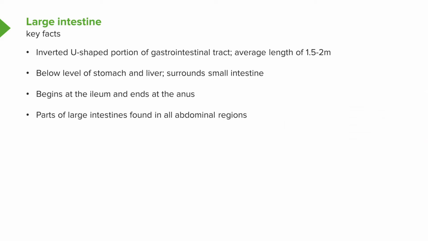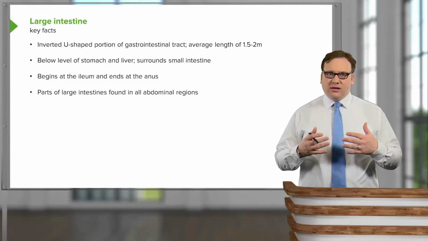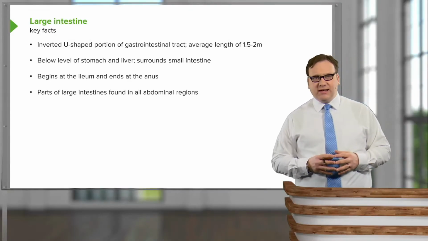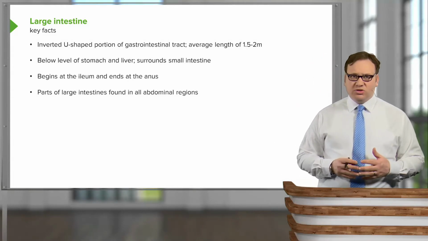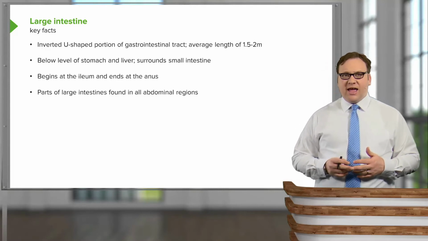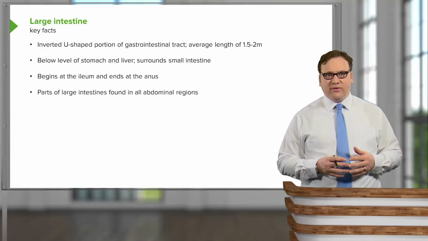Some key facts in regard to the large intestine. As I've mentioned a couple of times now, it's an inverted U shape, and it has an average length of about 1.5 to 2 meters. It's below the level of the stomach and the liver, and it surrounds the small intestine. It begins at the ileocecal junction, where the terminal ileum meets the large intestine, and it ends at the anus, which is within the pelvis.